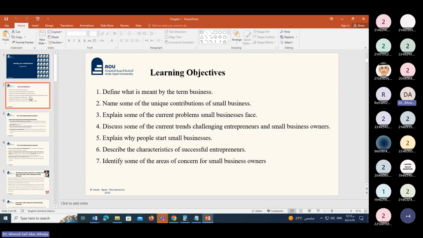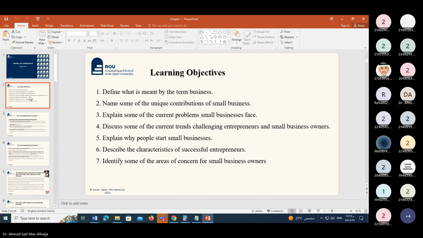So inshallah, we will try to understand the meaning of business and small business, and the significance and the contribution of small businesses, and generally what are the problems and the challenges that may face the entrepreneurs, and the reasons why people start small businesses, and how to be successful entrepreneurs. So these are generally the things that we are going to discuss in this chapter.